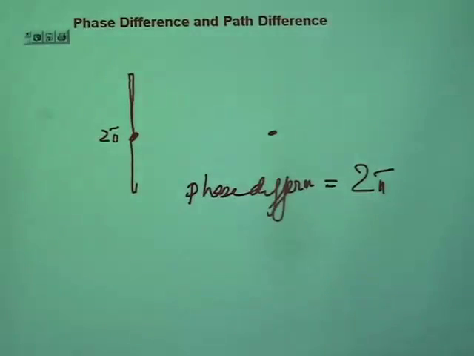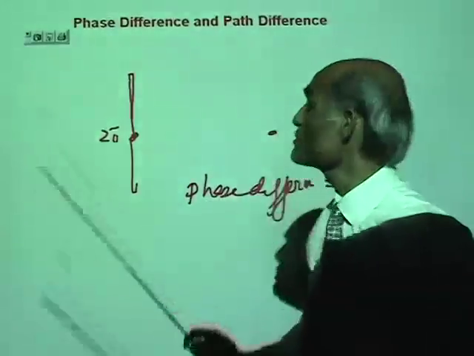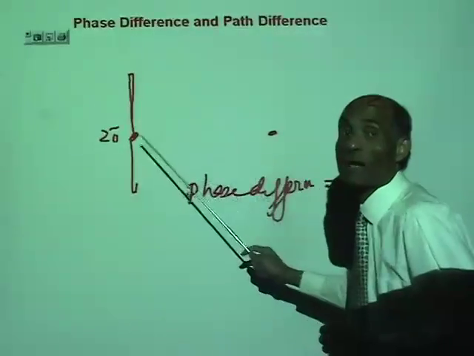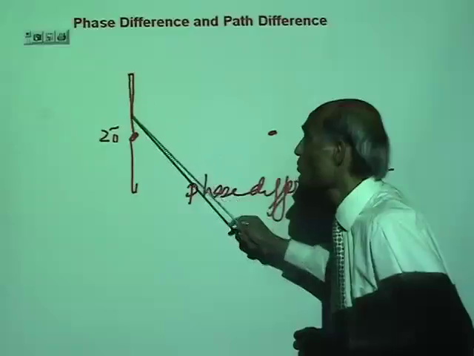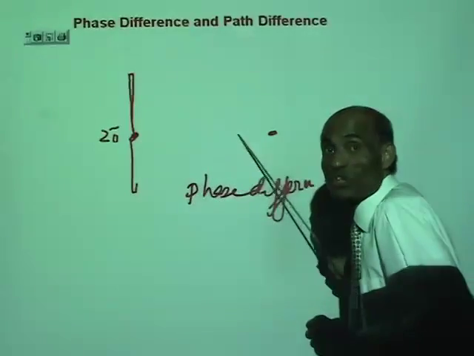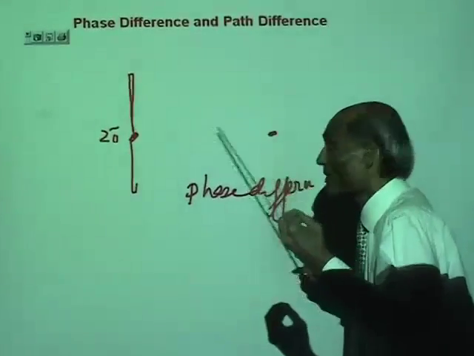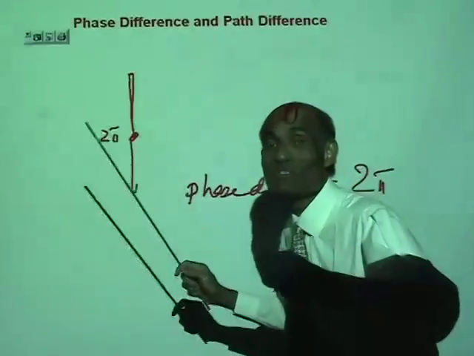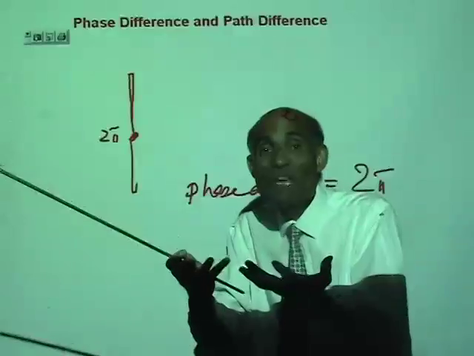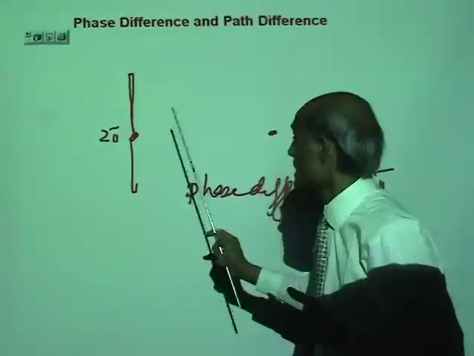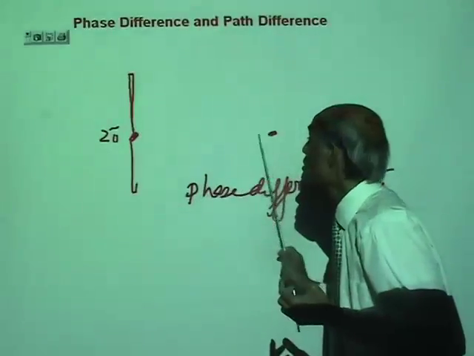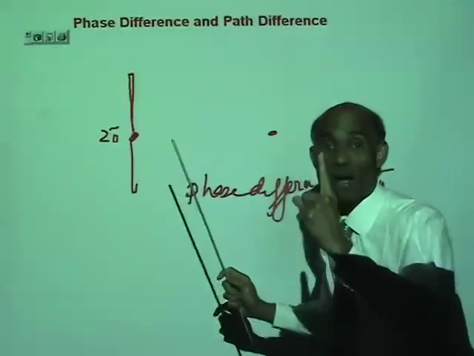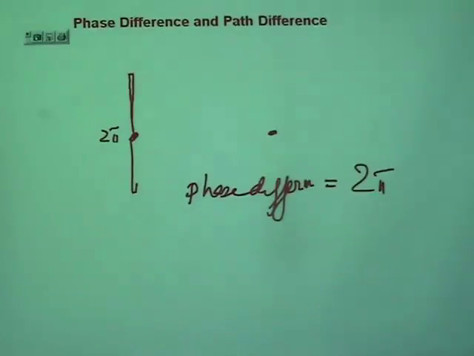Now, the phase difference between these two particles is 2 pi, which means this one has completed one vibration when this one just begins. That means they are in the same phase of vibration. A phase difference of 2 pi actually means in the same phase. Now, what is the distance between these two particles? It is 1 wavelength.